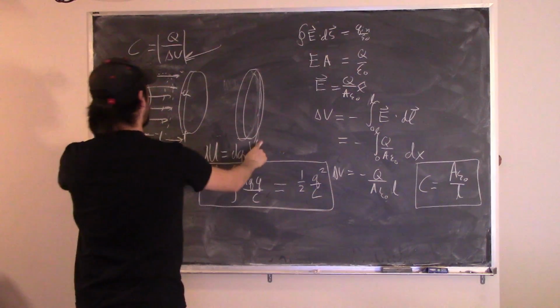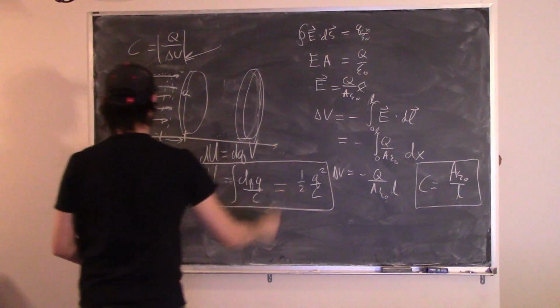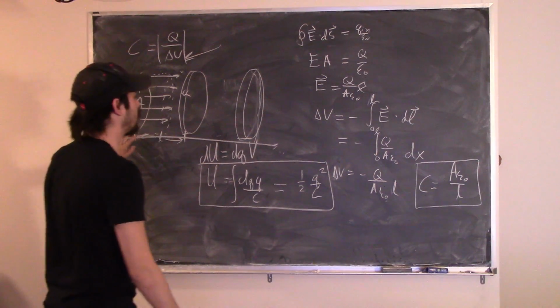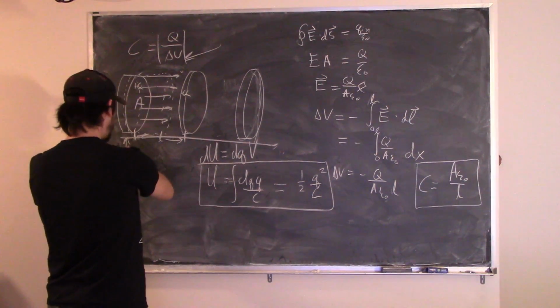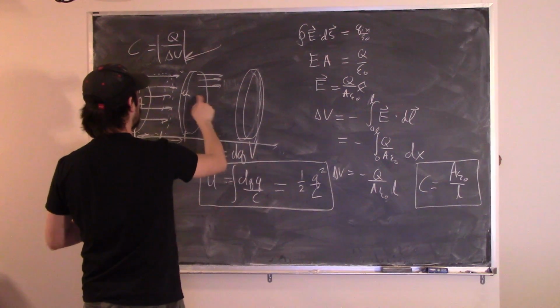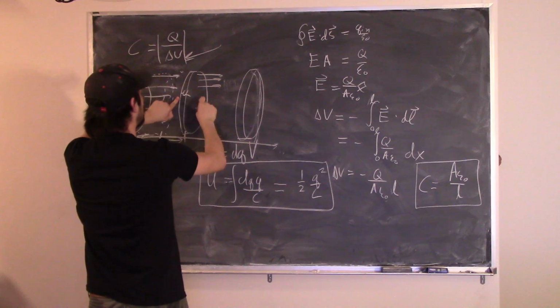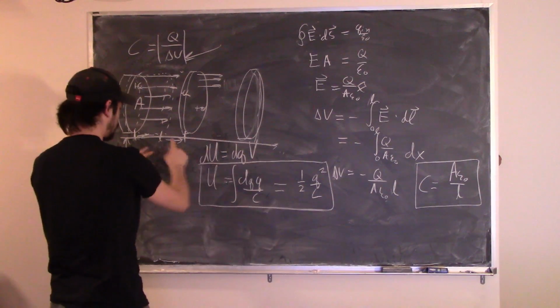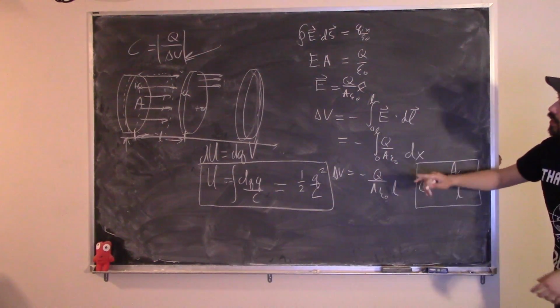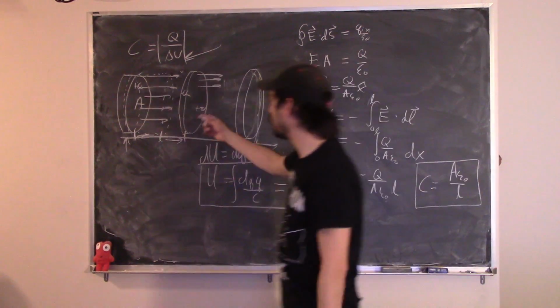I could put a second plate here, right? And then, if I want to find what the capacitance is across the entire system, I would just integrate this rather from 0 to L. The electric field here would be the same if this was neutral. So I have a minus Q here, a plus Q here.